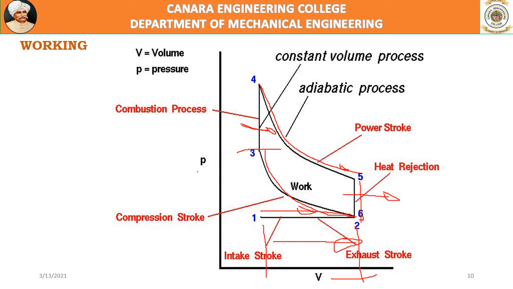The cycle is called the Otto cycle, in which heat addition takes place at constant volume. Heat rejection also takes place at constant volume. So this is also called the constant volume cycle or Otto cycle, and it was designed by an engineer called Otto. So the name is given after him, Otto cycle. All petrol engines work on this cycle, the Otto cycle.